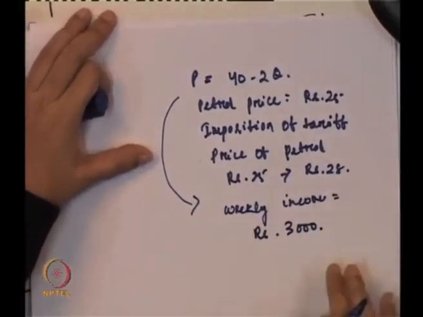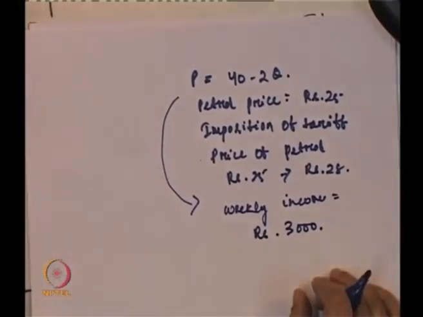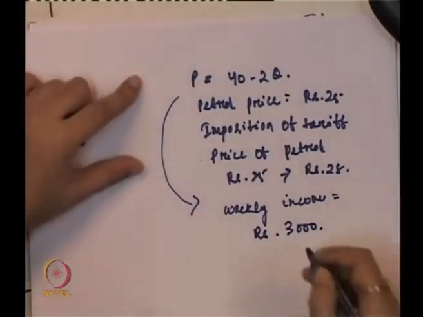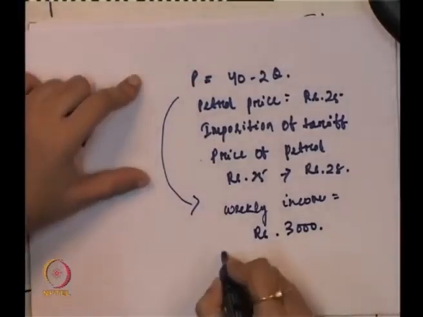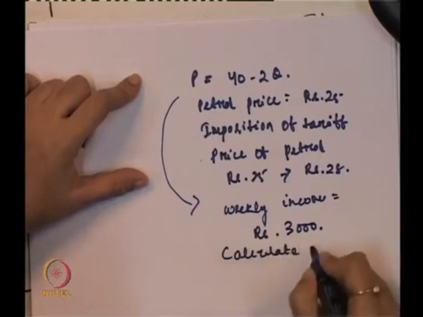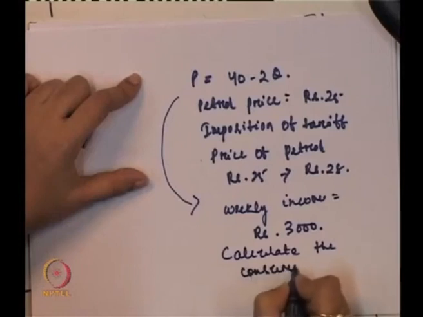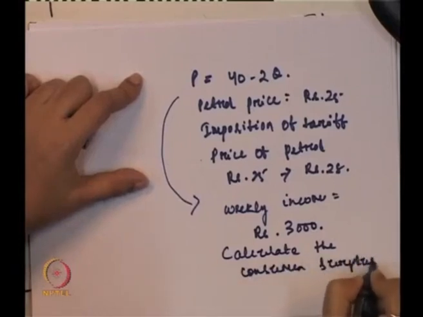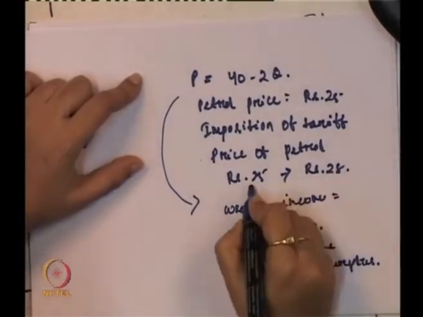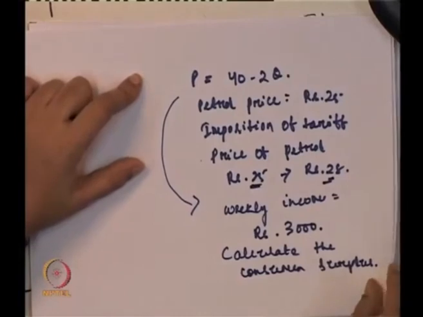Now we will see with the help of this information how we can find out the consumer surplus. We need to calculate the consumer surplus, or maybe we can say the loss in consumer surplus due to the increase in price from 25 to 28 per liter.